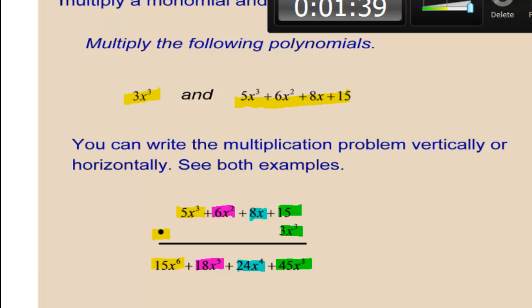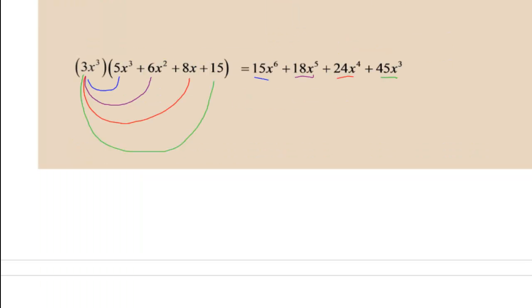And then this last polynomial is the product of the monomial and the first polynomial. I could also write this horizontally and think of it as the distributive property, in which I multiply 3x cubed by every term in my polynomial, giving me the same answer I saw previously. So either approach is fine.